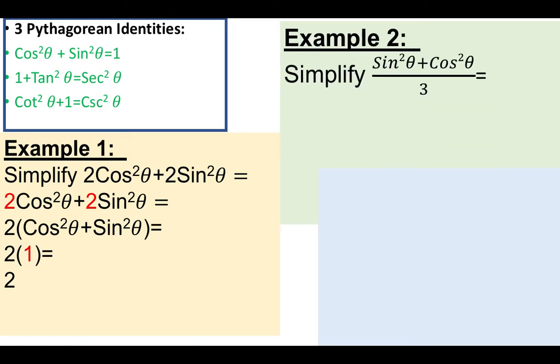Example 2, we have this, it has a fraction. So here I'm actually not going to be factoring out anything, but what I am going to do is I notice that this top part right here looks very similar to one of my Pythagorean identities, specifically Pythagorean identity number 1. That's why I highlighted that part in red. That part in red is going to become 1, because as we know, cosine squared plus sine squared is equivalent to 1, and that's pretty much it. This expression right here simplifies to simply 1/3.